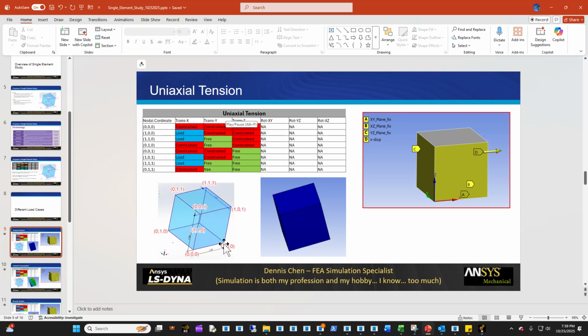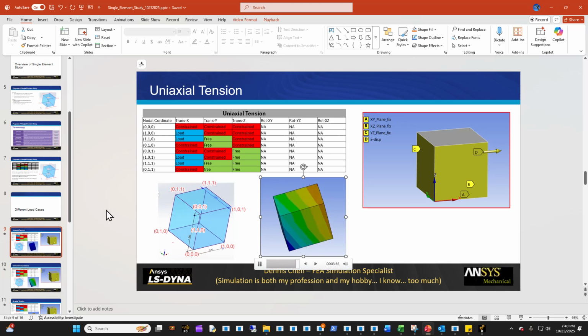So you can see this one has a load applied to it, but it's also constrained in both the y-axis and the z-axis. So this one can only move along the x-axis, essentially. You can see this kind of constraint is applied, right? This node right here is allowed to move inward a little bit. That gives you that little bit of a Poisson's effect. Okay, so that's uniaxial tension.